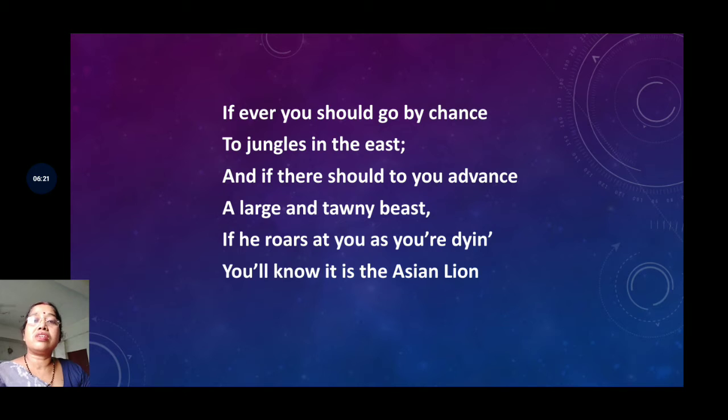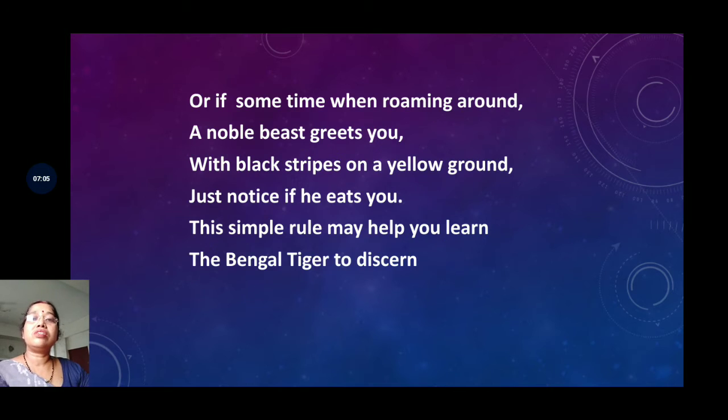Now in this stanza, the poet describes the Asian lion. She says to the readers that if by chance you get an opportunity to visit a jungle, and you come across a wild beast whose skin color is yellowish brown, and it is large in size, and if it roars at you, and this roar is so terrific, so horrifying, that one will die just after listening to that roar, then no doubt that wild animal is the Asian lion. So this is the description of the Asian lion.